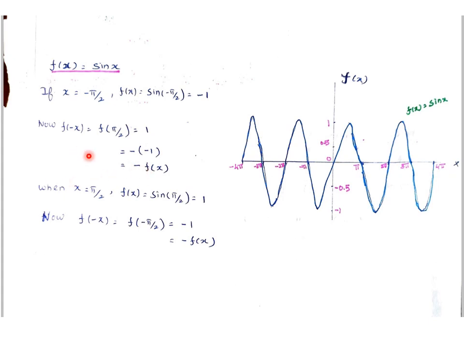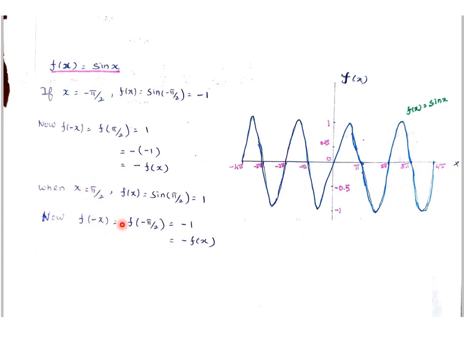Similarly, for taking the positive value, when x equal to pi by 2, f of x equal to sin of pi by 2, sin of pi by 2 is equal to 1. Now, f of minus x is equal to f of x. What is the value for x? X equal to pi by 2.